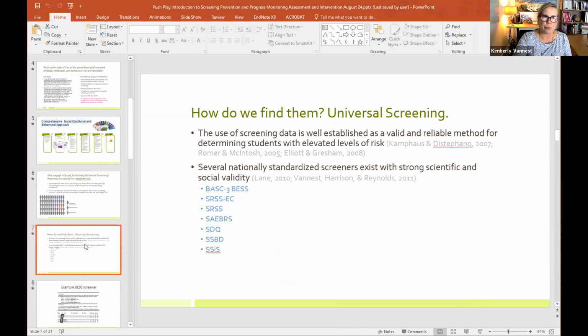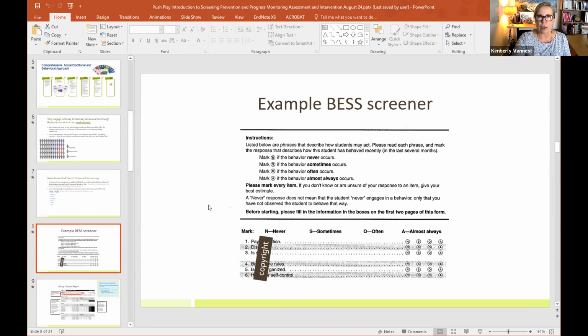So the way to find them is through universal screening. It's a valid, highly reliable method for determining which students have elevated levels of risk. And depending on which one you use, sometimes it's which schools or teachers have elevated levels of risk at serving high need populations. Here's a list of a few. We'll get to talk about those next week. Here's an example of the BASC screener. Some of the items, these are very simple, quick, easy to do processes that you can have students fill out screeners about themselves. You can have parents do these forms. We'll talk about this more next week in detail, the how-to part.